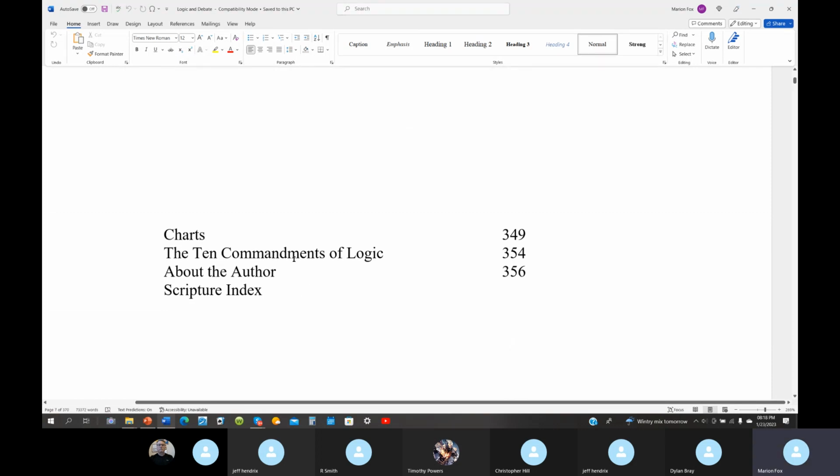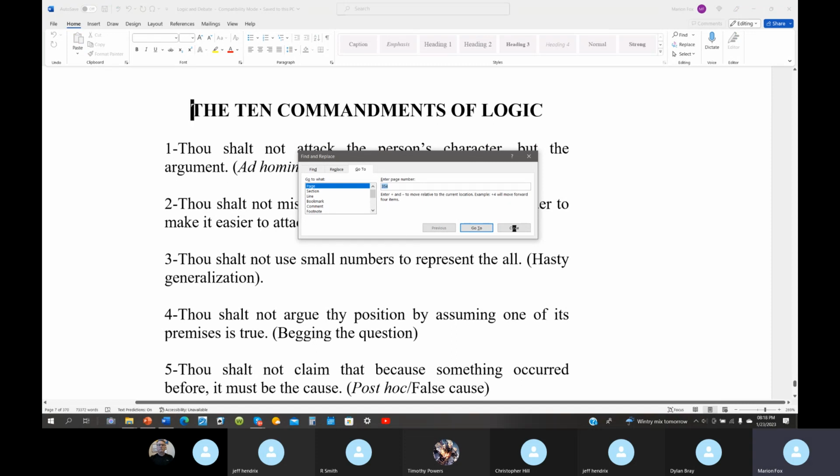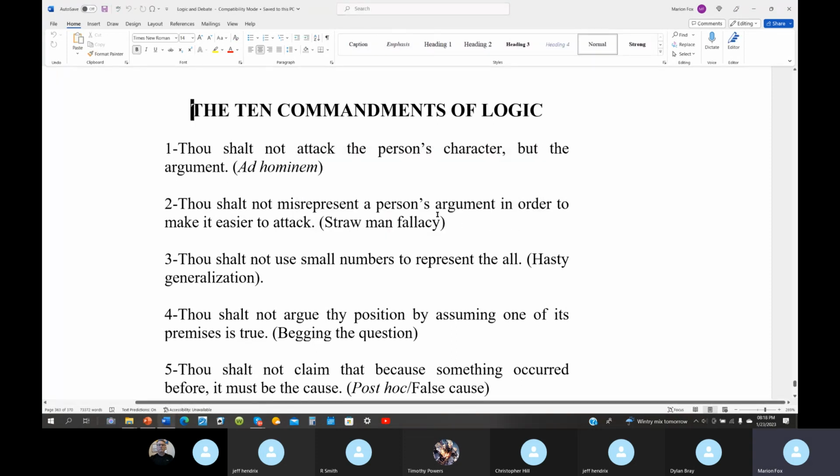All right. I have something kind of interesting, and I'll go to it, page 354. We'll be through with this. It's kind of funny. So I put it in here. The 10 Commandments of logic. Thou shalt not attack the person's character, but the argument. Okay? Don't spend your time attacking the character of the person, attack his argument. Thou shalt not misrepresent the person's argument in order to make it easier to attack him. That's called the straw man fallacy. And all of these are just applications of various fallacies. Okay? 10 Commandments of logic. Questions?